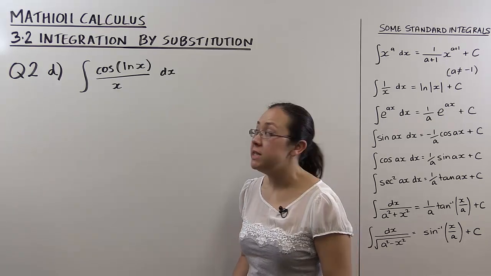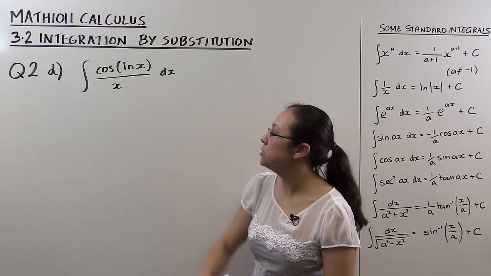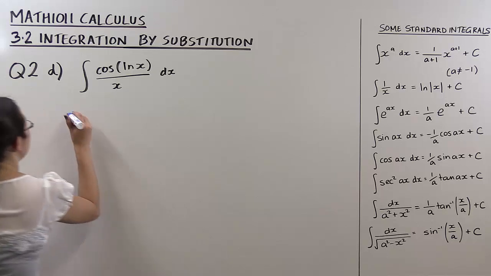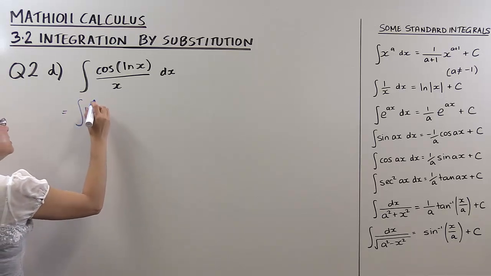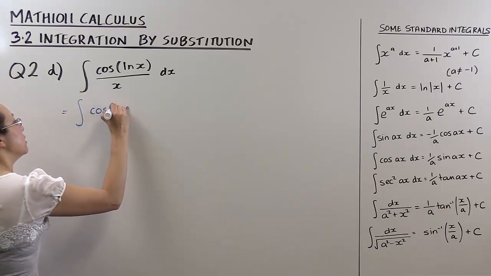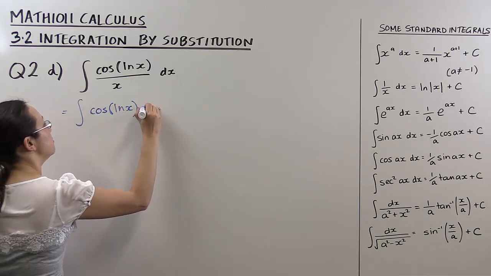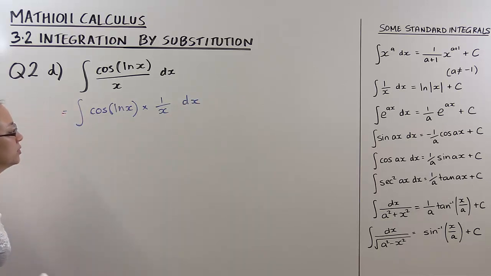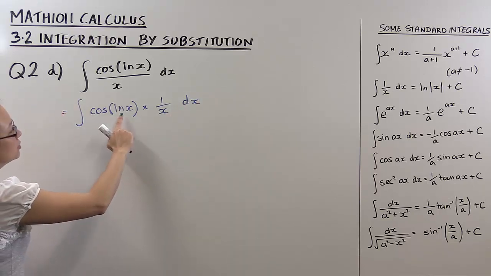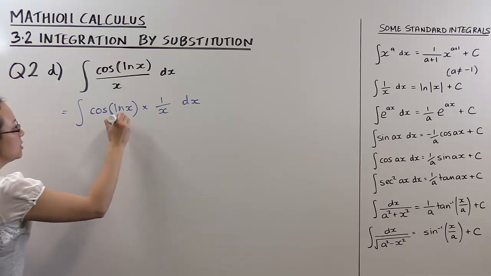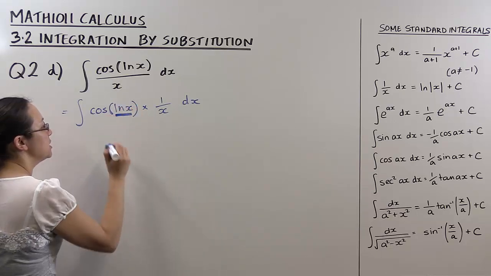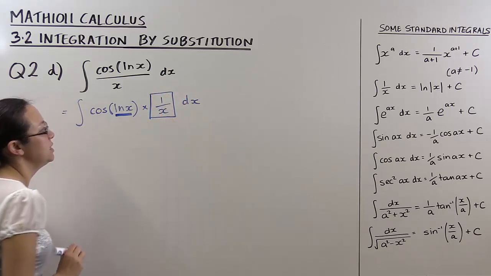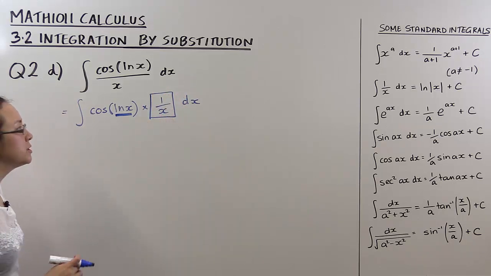In question 2d, we're asked to find the indefinite integral of cos of log of x, all divided by x. I'm just going to rewrite this integral as cos of ln x multiplied by a 1 on x dx. So the key here is that we have cos of log of x, so this is a composite function, but the inside of that function differentiates to 1 on x, which is sitting here. So we can use a reverse chain rule here.